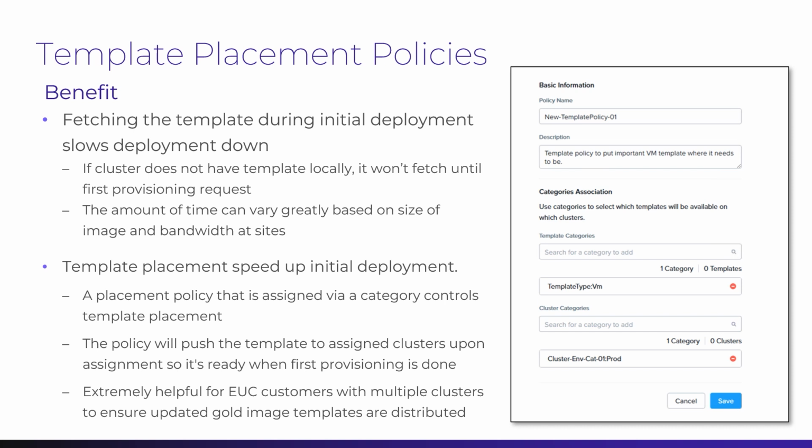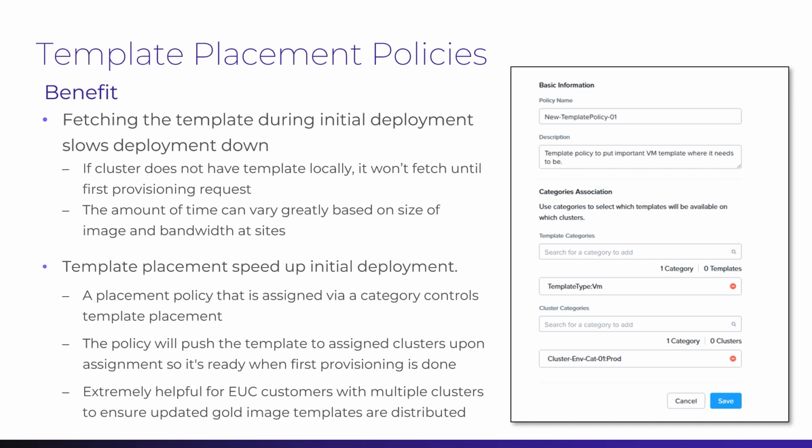If it's sitting on a fast network right next to it, that'll be a pretty short time. If it's in a remote site with poor bandwidth and a large image, then that is an undisclosed amount of time. So this was a challenge for certain use cases. Template policies will now work essentially the same way that image placement policies did with AHV and Prism Central. So if you're familiar with that, this should be very simple.